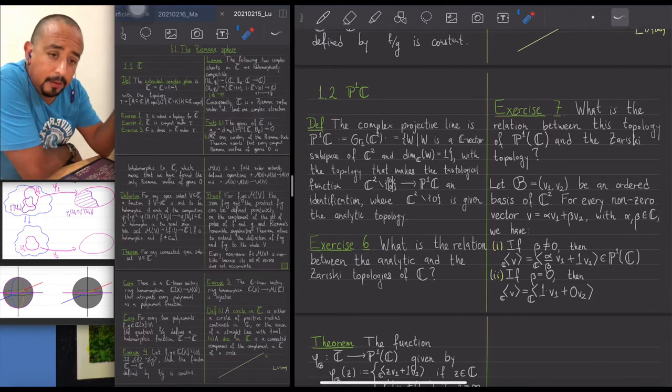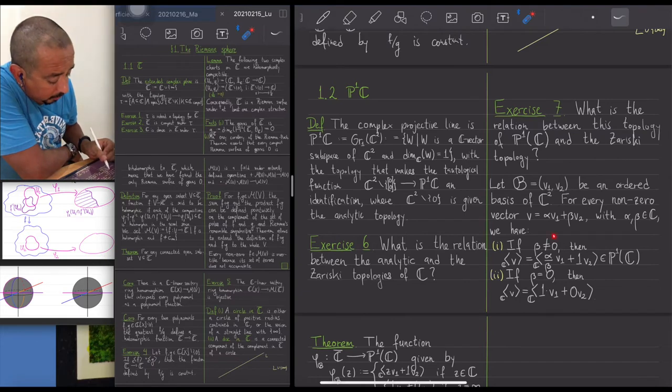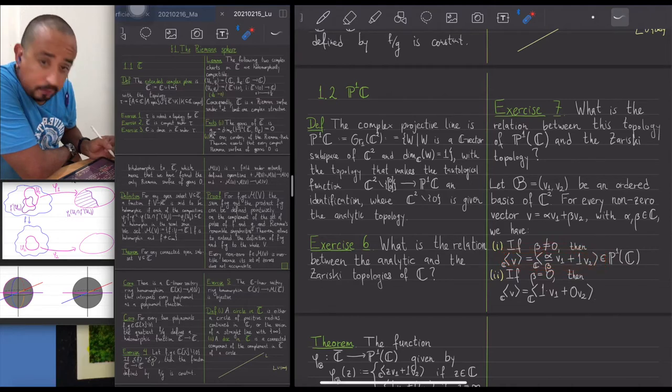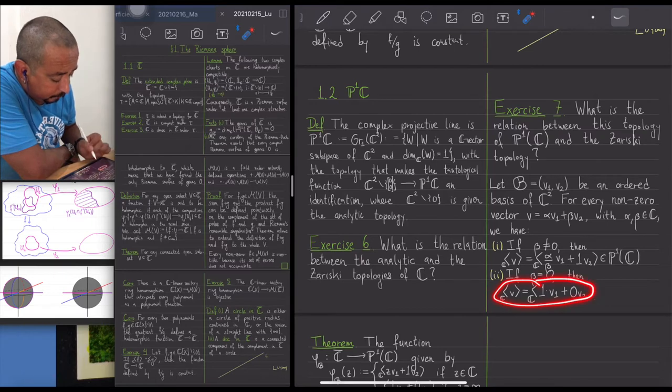We have that beta is either zero or not. Right? So if it is not, then we can divide by beta. And while the vector, of course, changes, the one-dimensional vector subspace it spans does not change whatsoever. On the other hand, if beta is zero, then alpha must be not zero, and we can divide by alpha. And in that case, while the vector itself may change when we divide by alpha, the one-dimensional vector space it spans does not change.